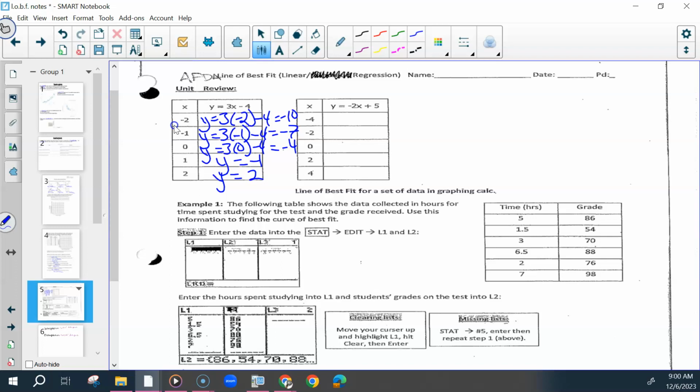There are other ways we could have done this. We could have put this into Desmos or the calculator, put this in, found those values, a bunch of different ways. We're not going to do the second example. That part doesn't really matter.